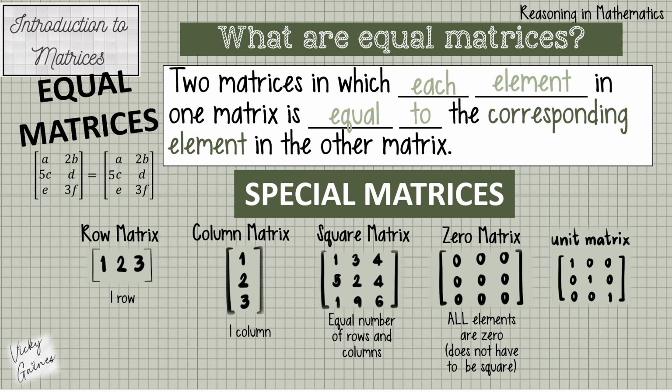And a unit matrix, look at that. That's a square matrix. It has to be square with 1s on the left to right downward diagonal. So look up at our example there. And zeros everywhere else. That is the unit matrix.